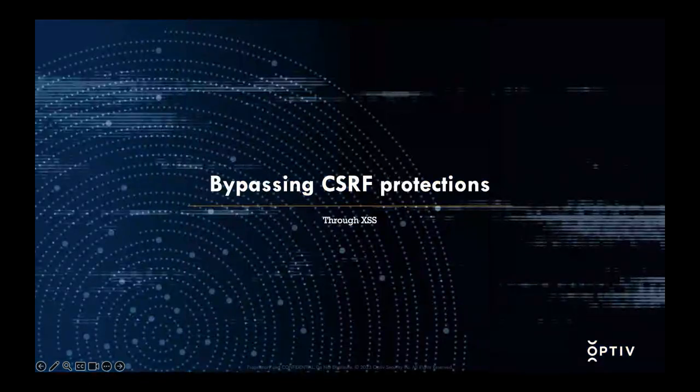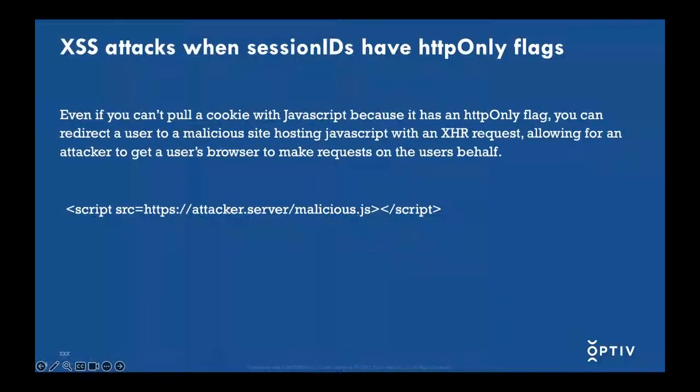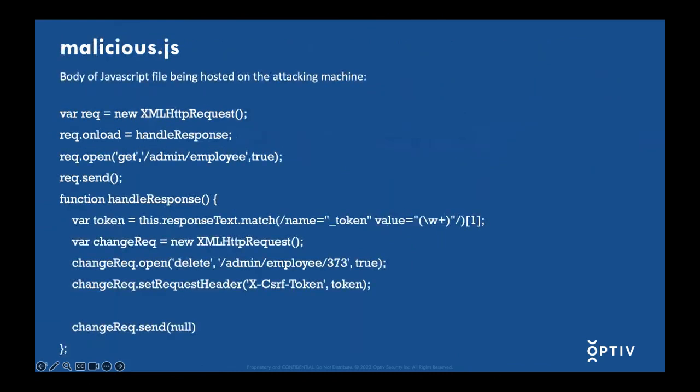You can also bypass CSRF protection. So if they have CSRF protections on there and they have cross-site scripting, you're able to access this malicious JavaScript file, and it will make an XHR request. It will read the CSRF token that's on the page, and you'll be able to make any sort of request as that user. Here's an example of the JavaScript file. This one in particular is grabbing the token, and it's running the XHR request to delete an employee as an admin.